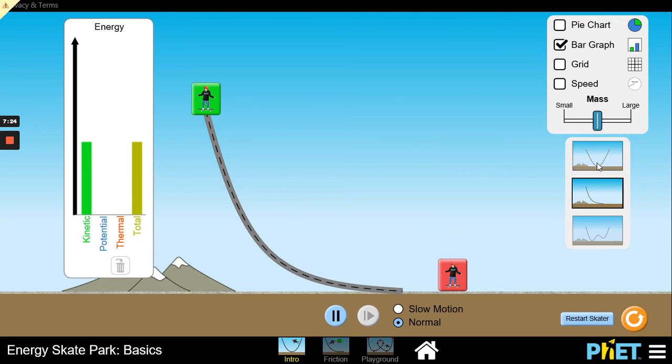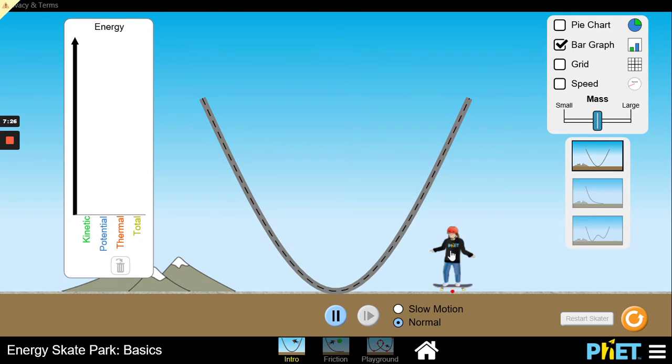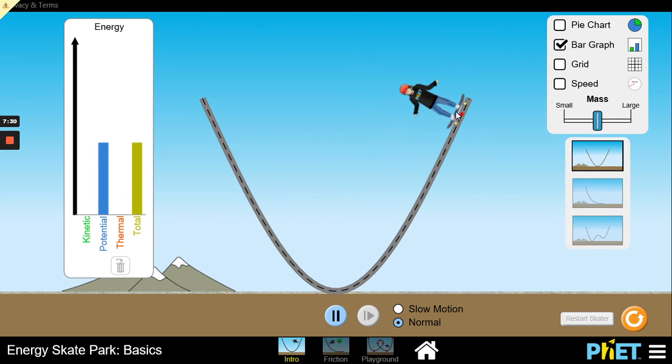Okay, we can see this in a different scenario. I'll put him on this ramp. Now, if all the gravitational potential energy would be conserved, as it should be according to the conservation of energy law, his height should remain the same. So when he climbs back up, he should climb to the same height, and he does.